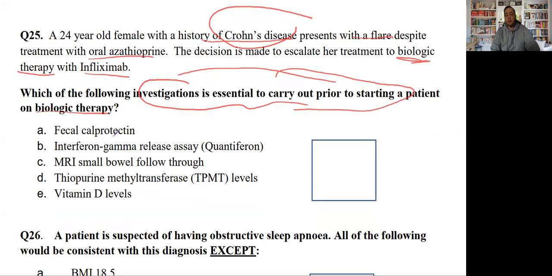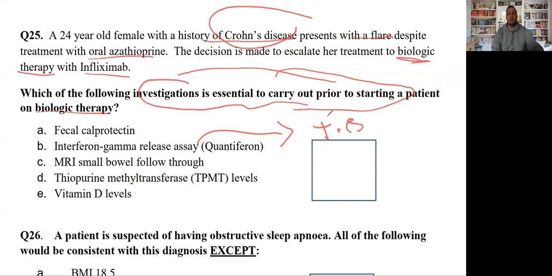So the first answer is fecal calprotectin. The second answer is interferon gamma release assay. This is a screening test for tuberculosis. Before starting biological therapy, we have to routinely screen for tuberculosis and for silent opportunistic infections, like for example PJP pneumonia, so it's recommended to do a chest X-ray and screening for tuberculosis.